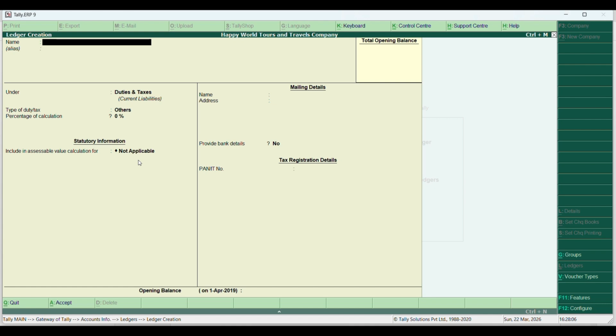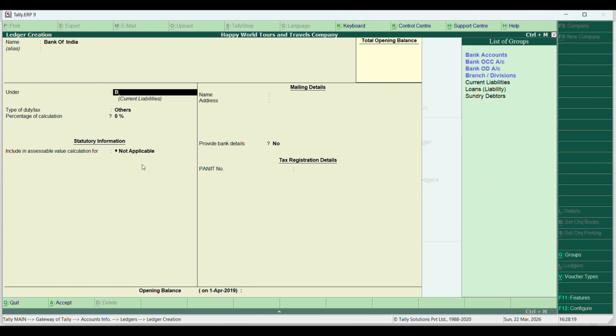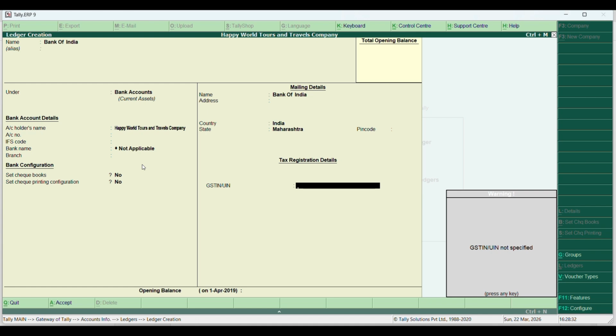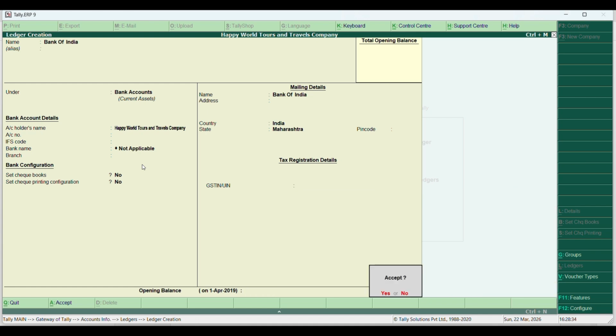Now we have to also create Bank of India because the transaction needs to be given in the form of cheque. So Bank of India, this will be in the bank's account. No other details are given, so we will just keep it as it is. Okay, now we have created all the required ledgers for the first transaction.